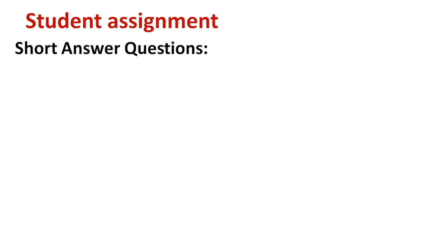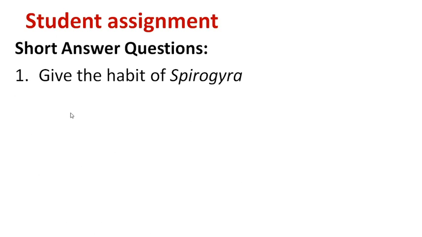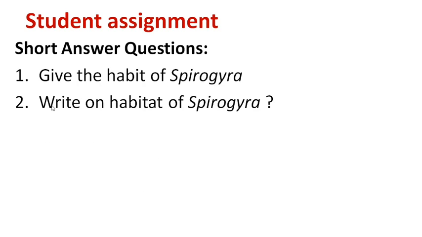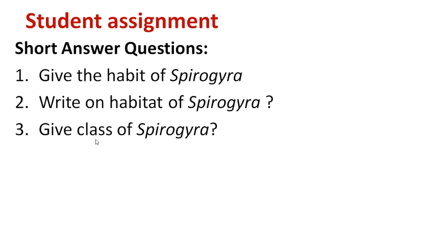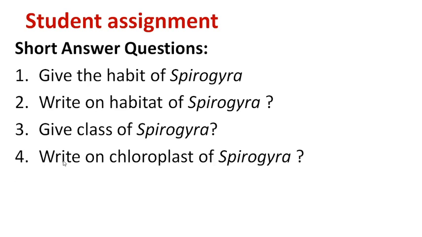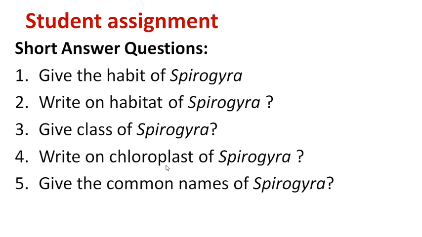On this topic, I am giving an assignment. First, the short answer questions. The first question is, give the habit of Spirogyra. The second question is, write on the habitat of Spirogyra. The next question is, give the class of Spirogyra. Next, write on the chloroplast of Spirogyra. And the last question is, give the common names of Spirogyra. This kind of short answer question arises on this topic.